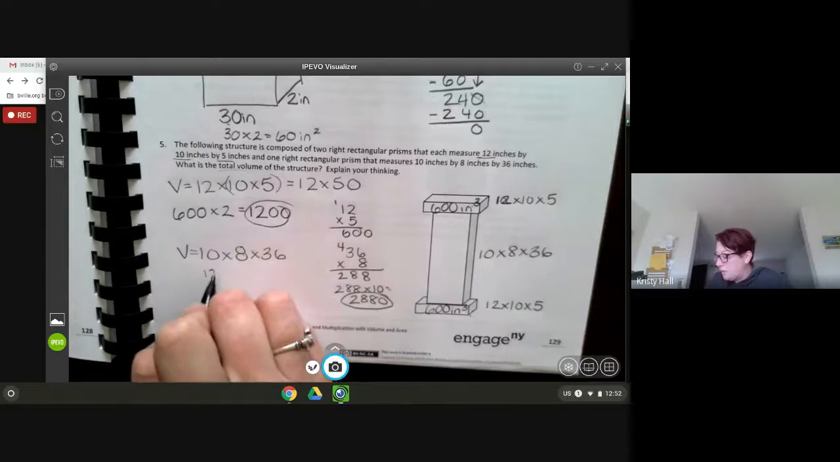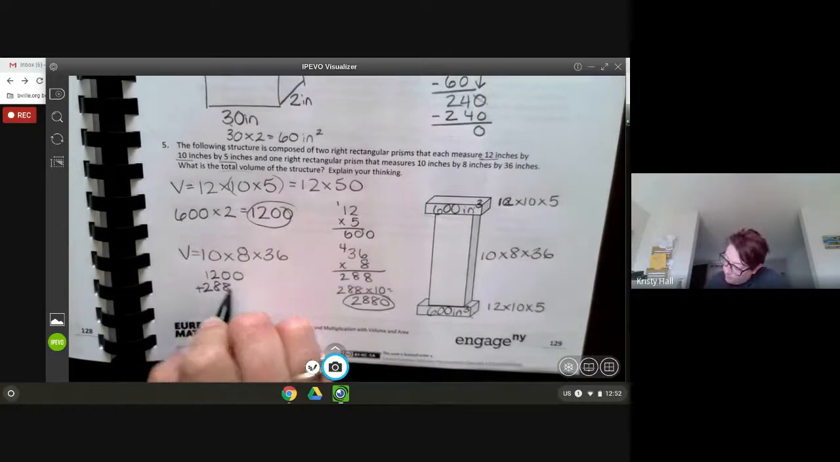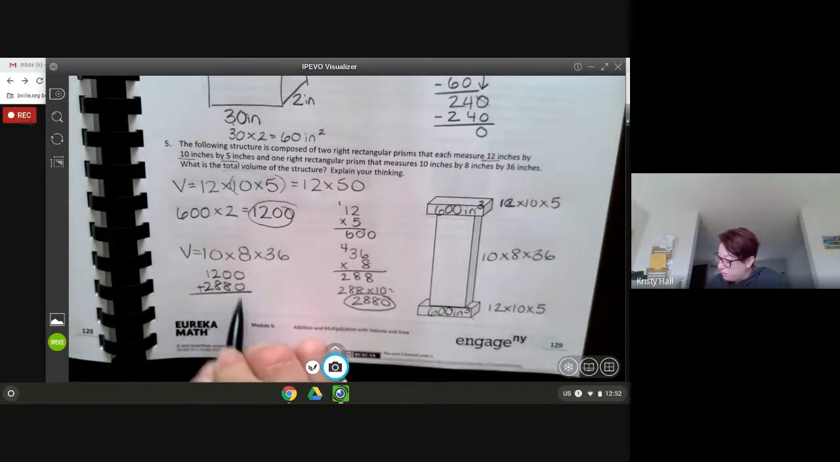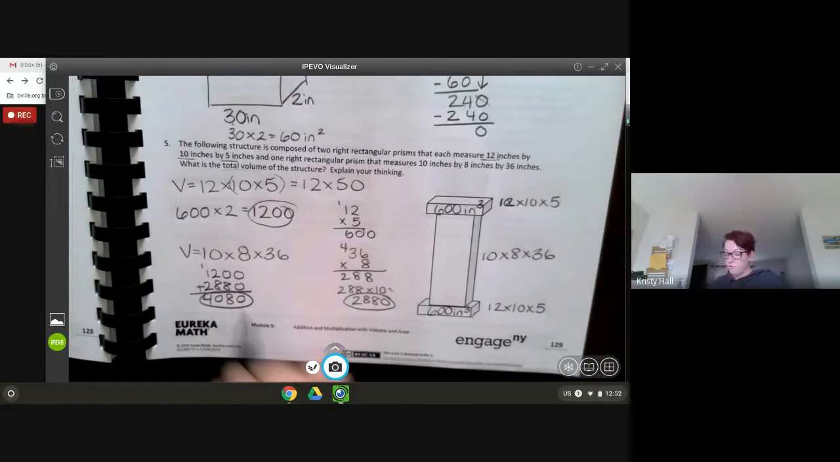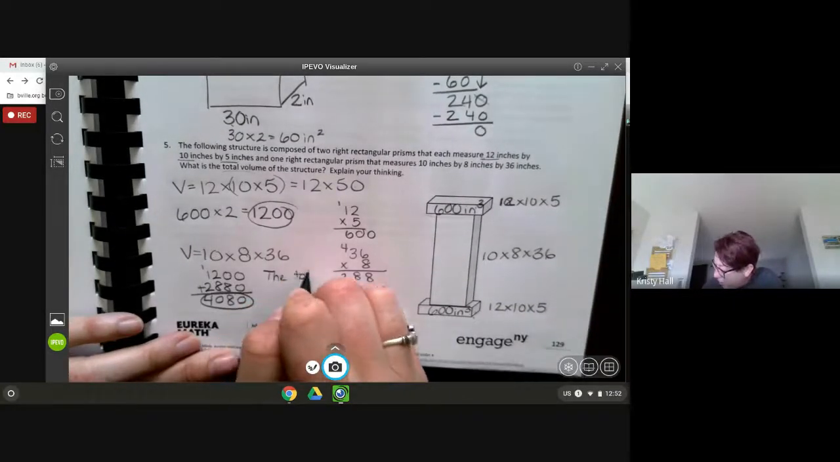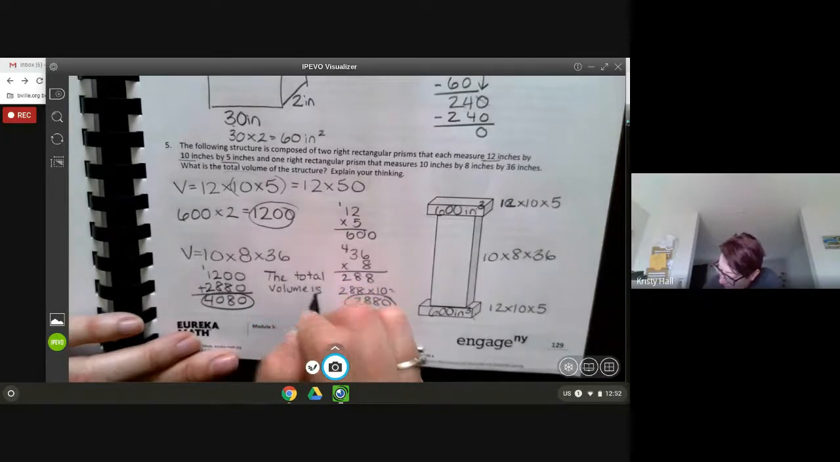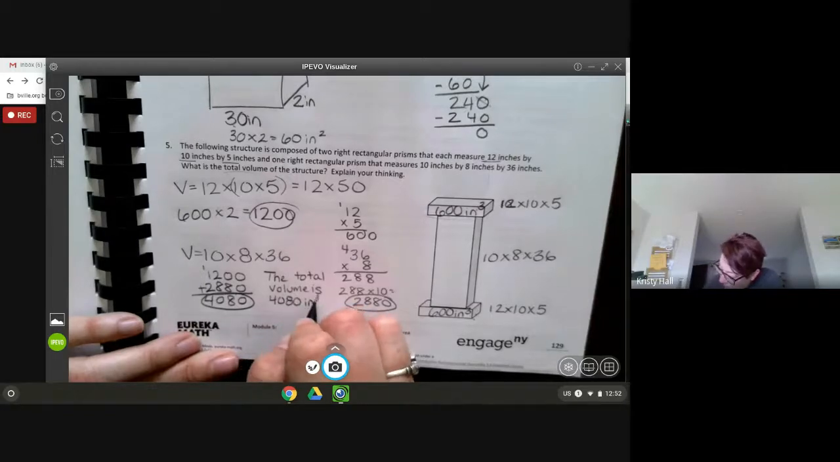So those need to be combined to find the total. I'm just going to add those together. 0 plus 0, 0 plus 8, 10, 4. So the total volume is 4,080. So the total volume is 4,080 cubic inches.